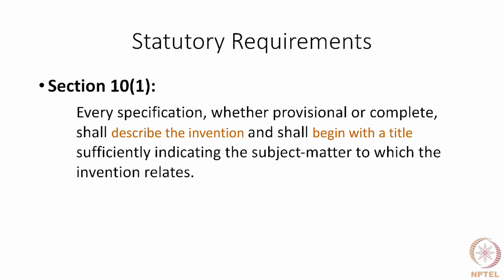So we get two things. There has to be a description. There has to be a title, sufficiently indicating the subject matter to which the invention relates. So the function of the title is also given. The title cannot be a few words of your choice. It has to do a particular function, and the function is it should indicate the subject matter to which the invention relates. So from 10.1, we understand that every specification should describe the invention.